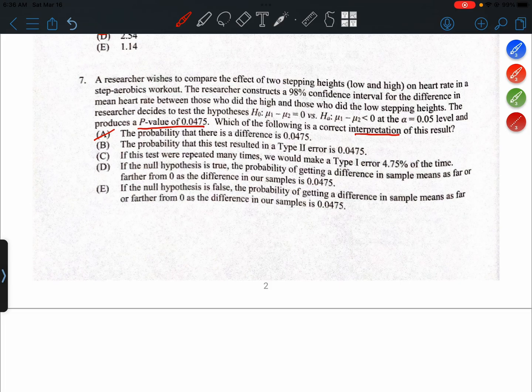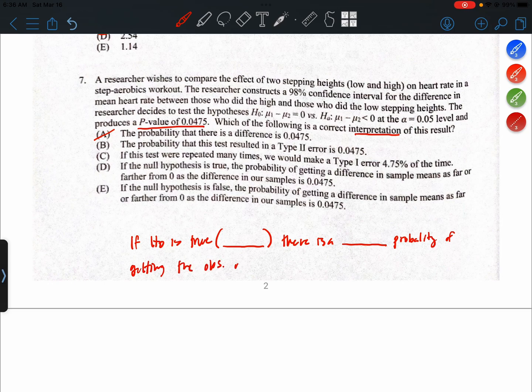Usually when we interpret a p-value, we say something like, if the null hypothesis is true, and then we would write what that is, there is a p-value probability of getting the observed result or more extreme purely by chance. Right, so that's kind of like the generic interpretation.